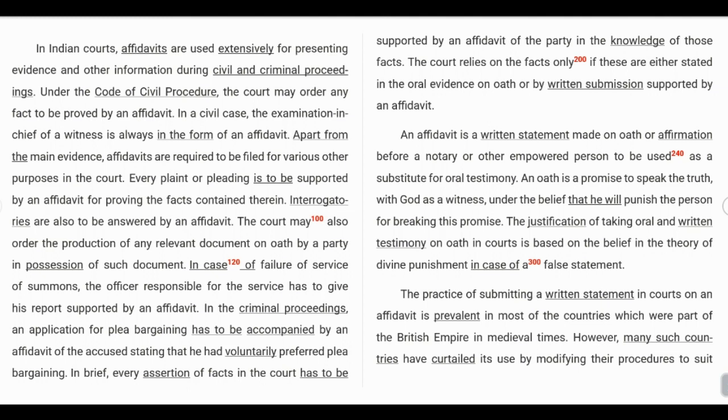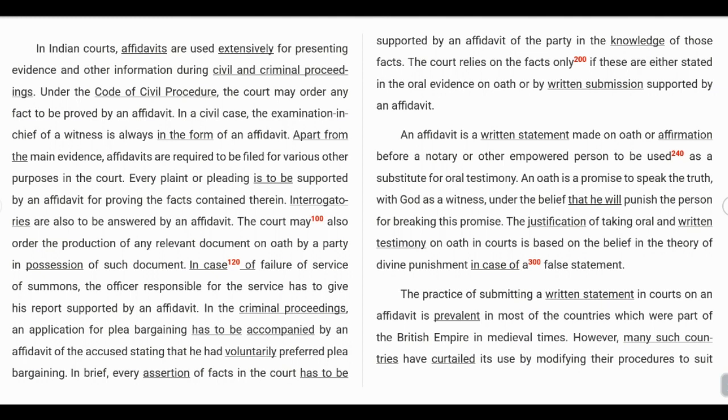In brief, every assertion of facts in the court has to be supported by an affidavit of the party in the knowledge of those facts. The court relies on the facts only if these are either stated in the oral evidence on oath or by written submission supported by an affidavit.